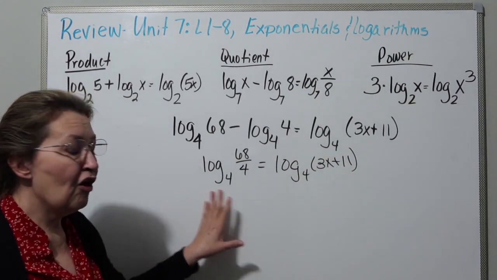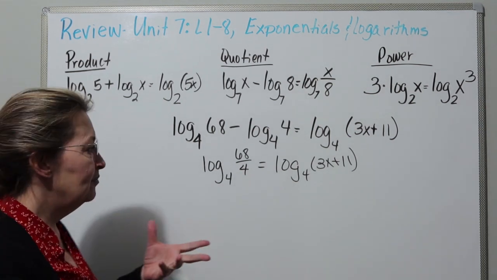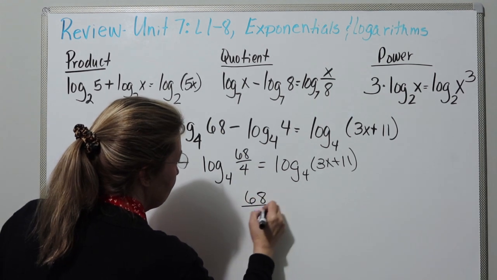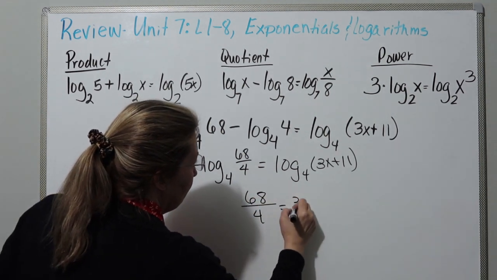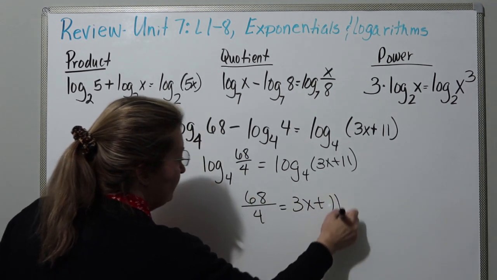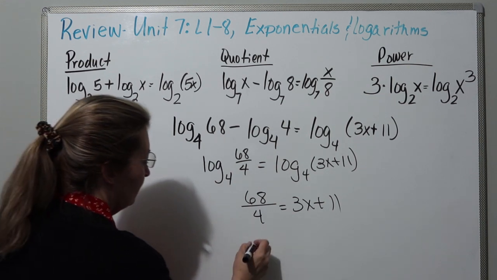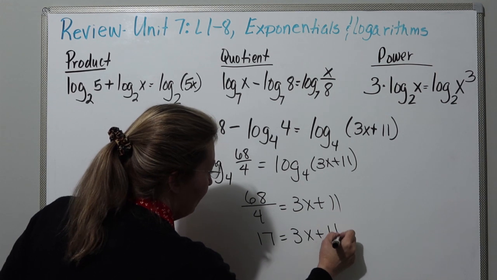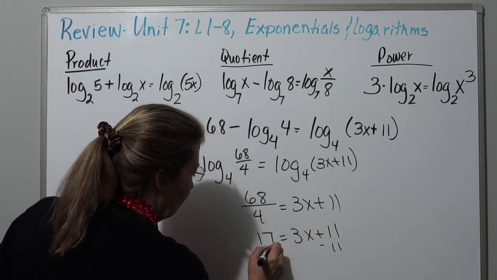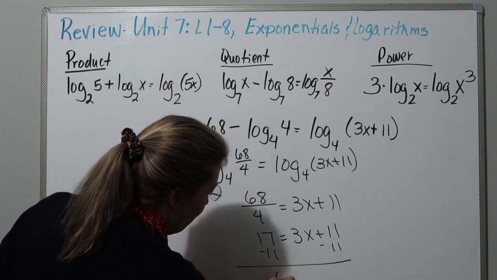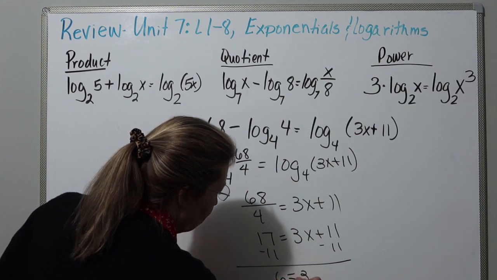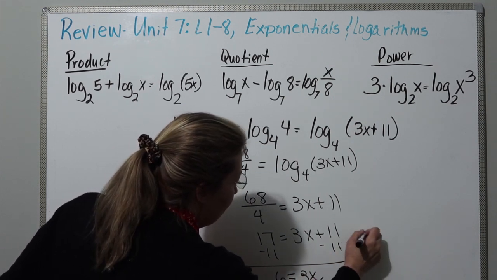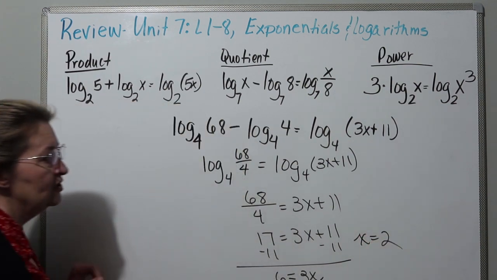Now that I have log to log, I can make a simple equation using just the arguments, and I have this to solve. 68 divided by 4 is 17 equals 3x plus 11. Subtract 11 from each side, so I get 6 is equal to 3x. Divide both sides by 3, and x is equal to 2.